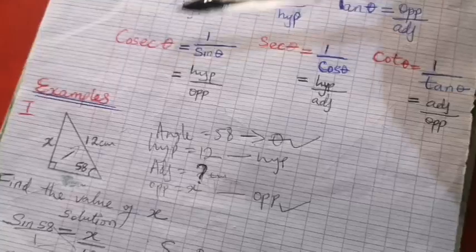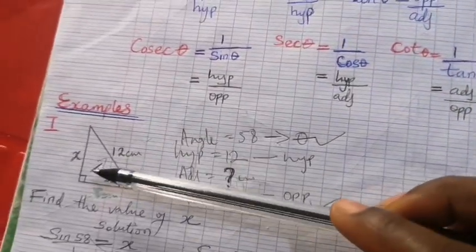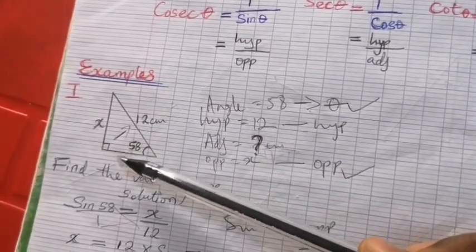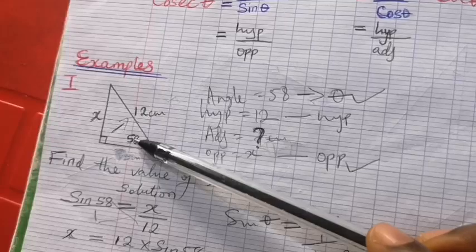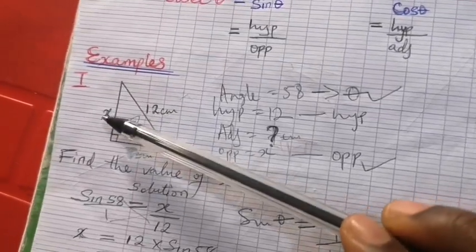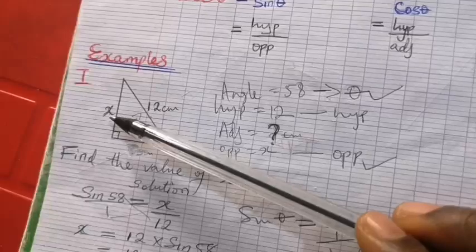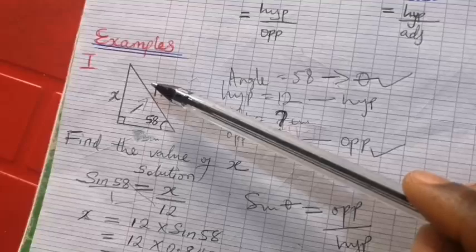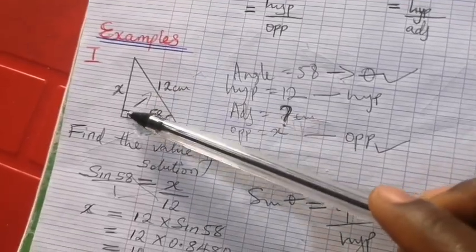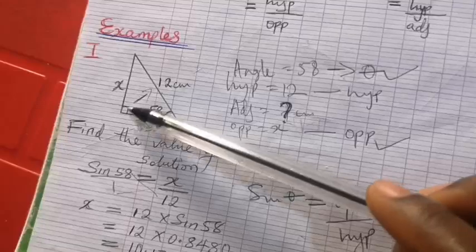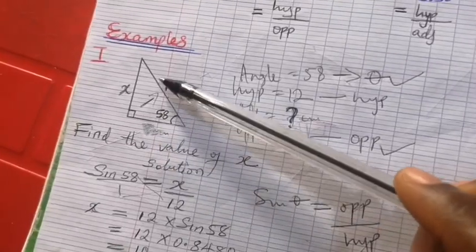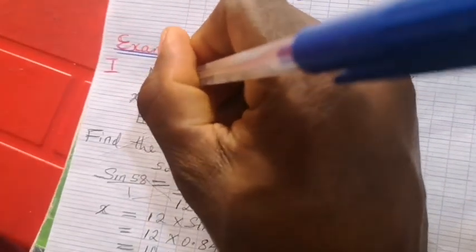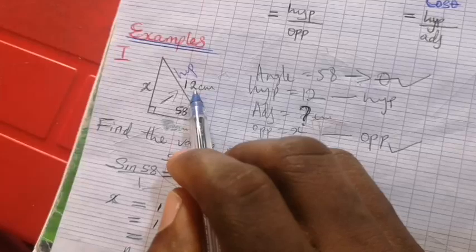Now, we have an example here. In this example, we have a right angle triangle with sides 12 cm, x cm, and we don't have anything here. Then we have an angle 58 degrees, and we are to find the value of x, okay? For us to find the value of x, we'll first of all define these sides. How do you define these sides? We'll start with the side that is opposite to the 90 degrees here. So this side is the hypotenuse. So that means the hypotenuse is 12 cm.